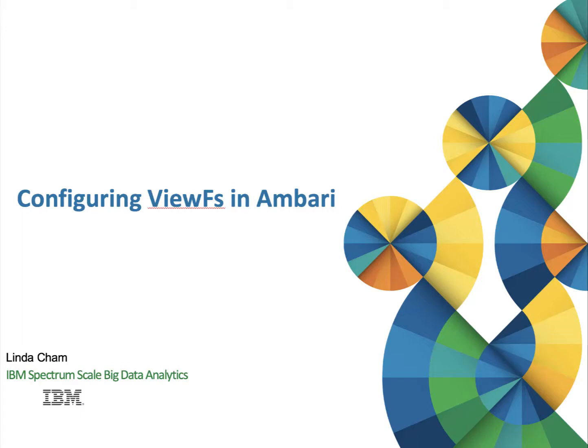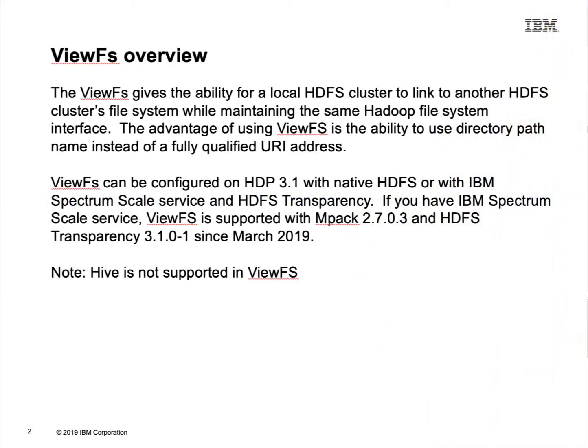Hi, this demo will show how to configure viewFS between two HDFS HA clusters. The viewFS gives the ability for a local HDFS cluster to link to another HDFS cluster's file system while maintaining the same Hadoop file system interface. The advantage of using viewFS is the ability to use directory path name instead of a fully qualified URL address.